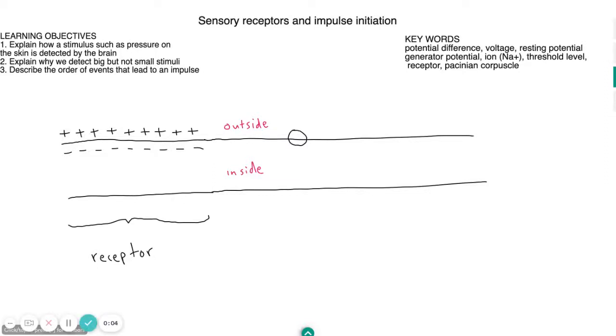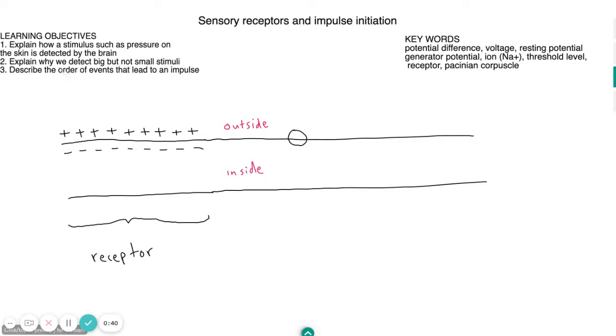Okay, we're going to look at this first part of the story with impulses and the nervous system. How do we actually detect the initial stimulus, and how does it get to our brain? So the objectives for this: explain how a stimulus such as pressure on the skin is detected by the brain. How does the information from us touching a sharp object, which we didn't see, get sent to our brain?